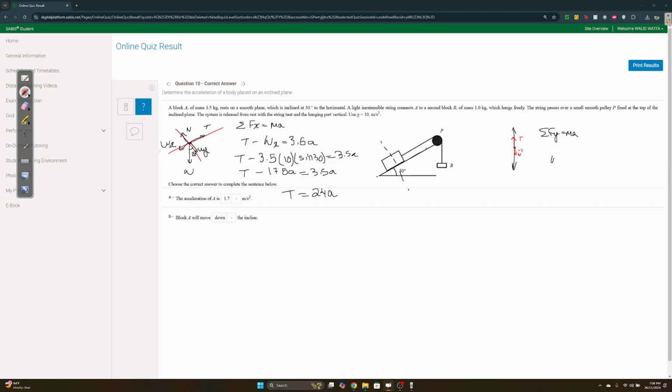Anyway, we're going down, right? So W is greater than T. W is equal to mg, T is equal to 24a, and the mass is 1 times a. So you're going to get W minus T equals ma. But m is 1, g is 10. Then 10 minus 24a is equal to 1a. So you're going to get 10 is equal to 25a, so a is going to be equal to 10 over 25. See, I did something wrong. I definitely did something wrong.